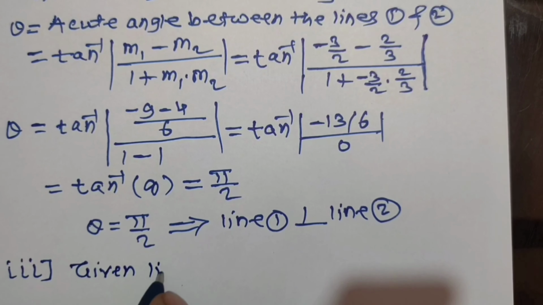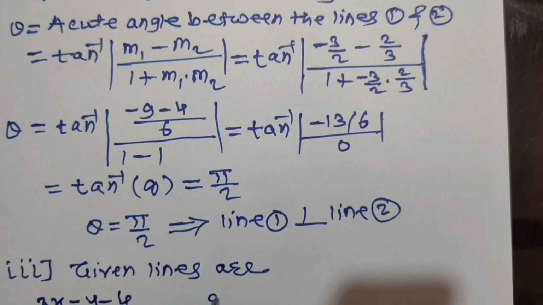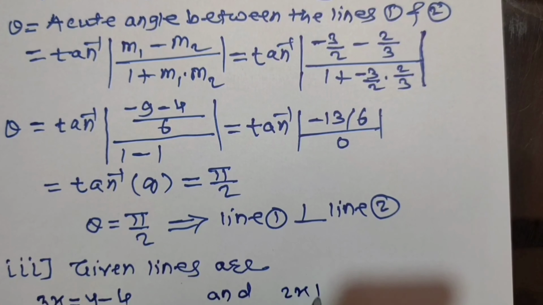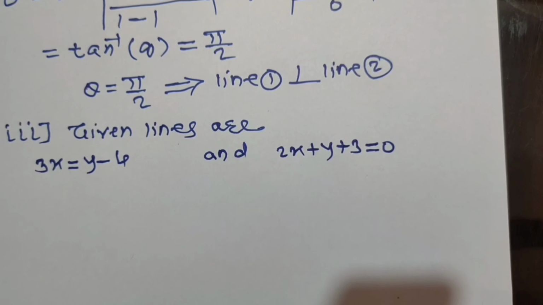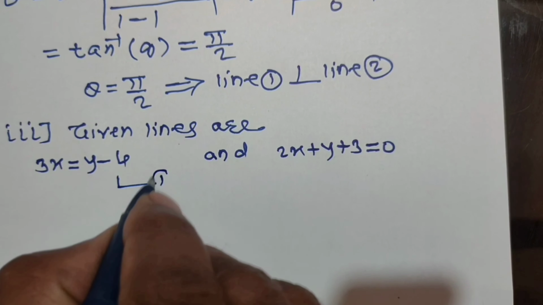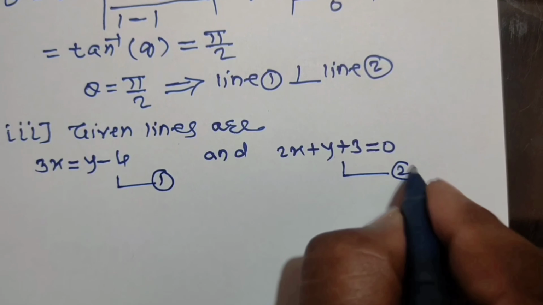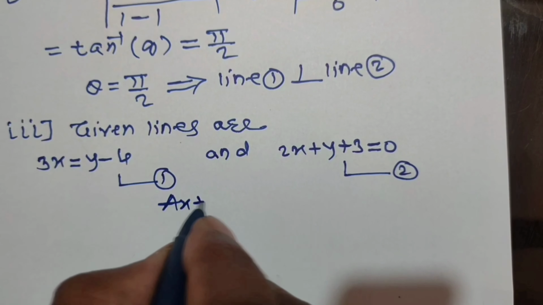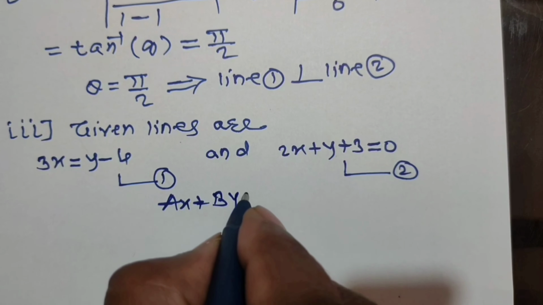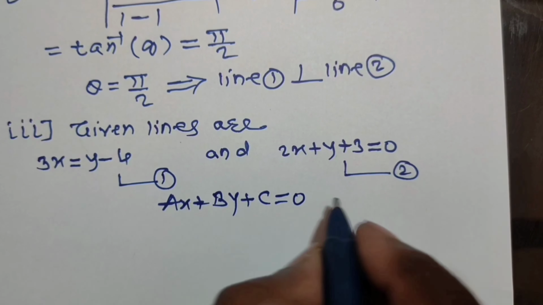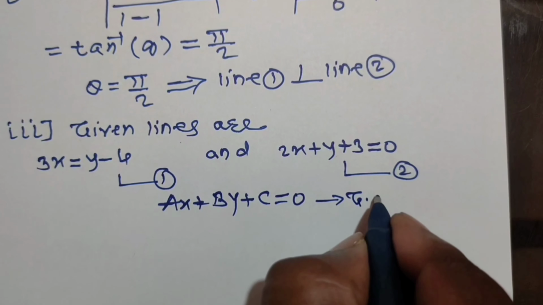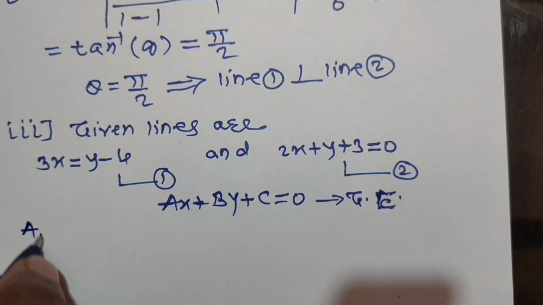Let us consider example number 3 from A. That is, given lines are 3x is equal to y minus 4 and second line is 2x plus y plus 3 is equal to 0. Consider this as equation number 1 for line 1 and equation number 2 for line 2. Let us compare these two lines with general equation of straight line, which is nothing but ax plus by plus c is equal to 0.